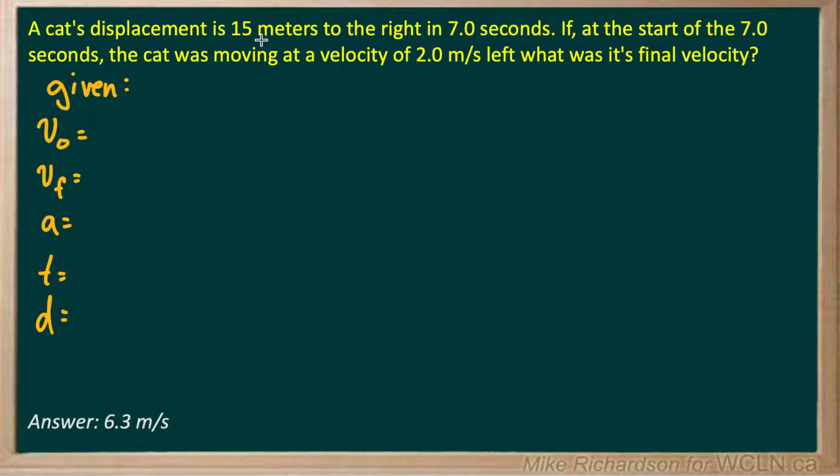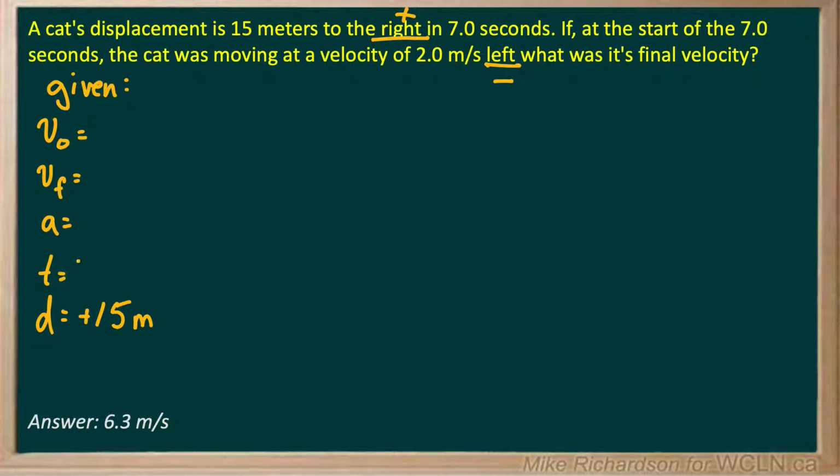The cat's displacement is 15 meters to the right. So anything to the right we're going to say is positive, and anything to the left we're going to say is negative. So the displacement is positive 15 meters. I'll put that under D.